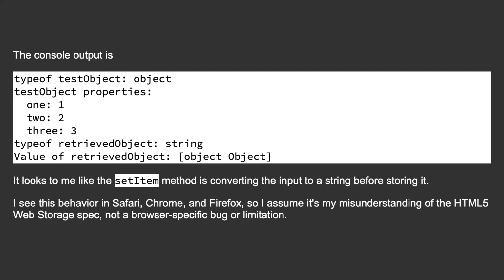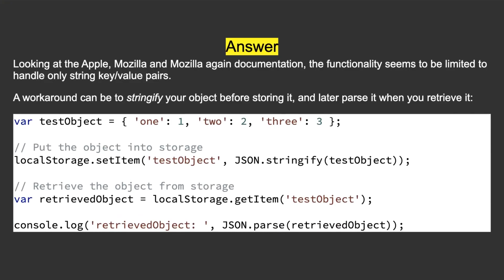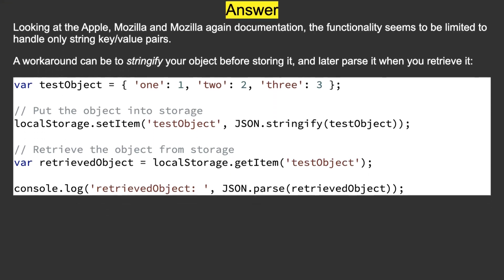I see this behavior in Safari, Chrome, and Firefox, so I assume it's my misunderstanding of the HTML5 web storage spec, not a browser-specific bug or limitation. Looking at the Apple, Mozilla and Mozilla again documentation, the functionality seems to be limited to handle only string key-value pairs. A workaround can be to stringify your object before storing it, and later parse it when you retrieve it.